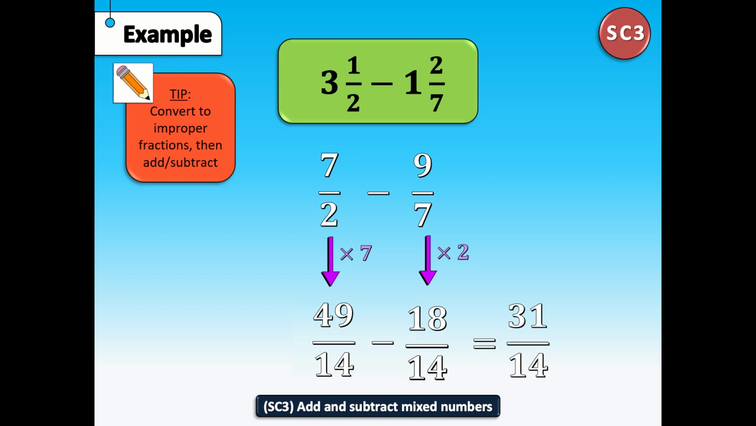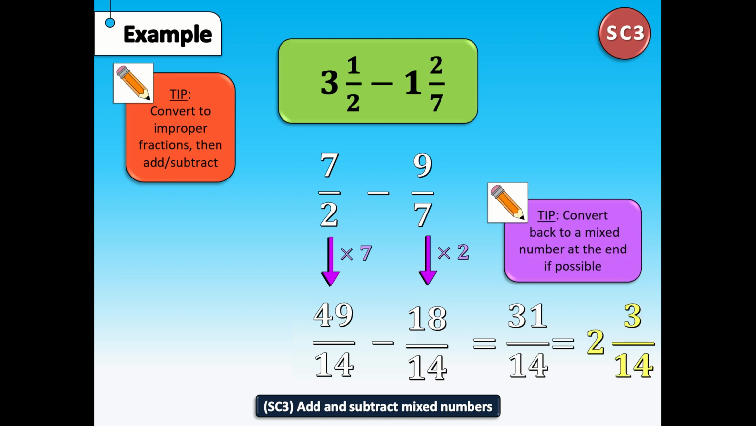And then I simply take 49 away from 18, 49 take away 18, so that's 31/14. And I just need to remember to put it back into a mixed number at the end. So my final answer is 2 3/14.